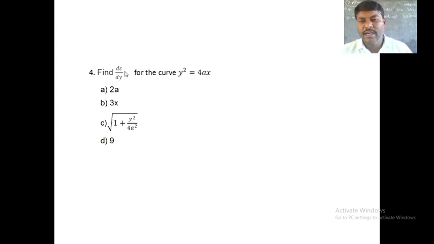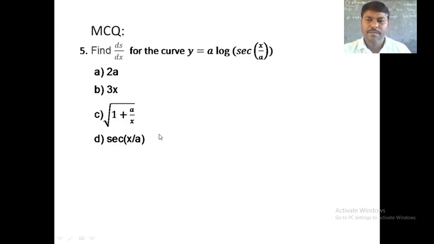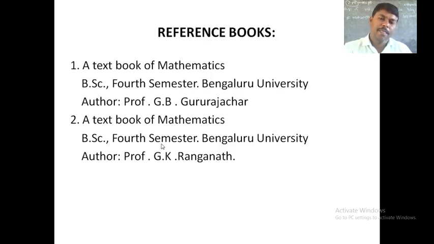Fourth question, find ds by dy for the curve y square is equal to 4ax. The answer is C. Finally, find ds by dx for the curve y is equal to a into log of secant x by a. So the answer is D, secant x by a.